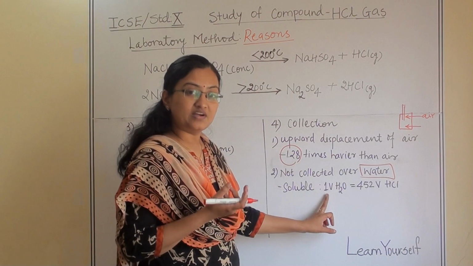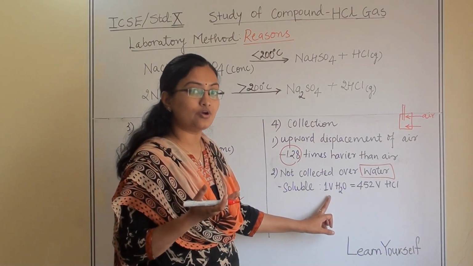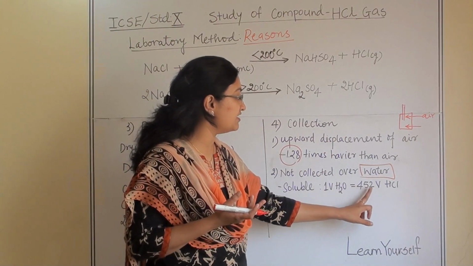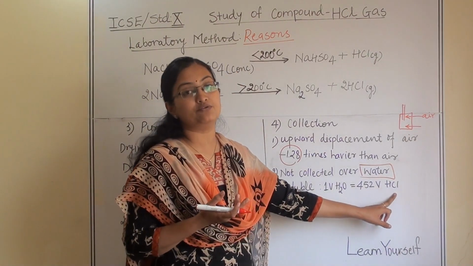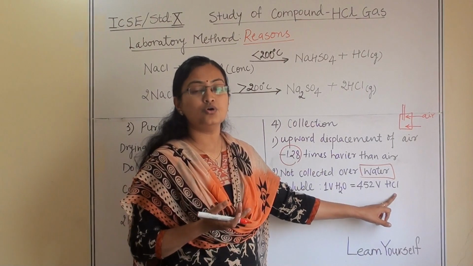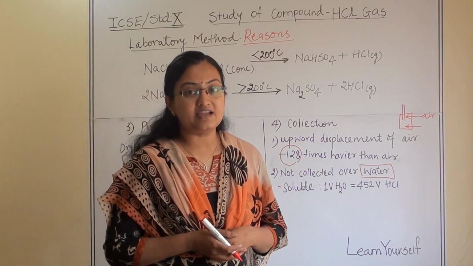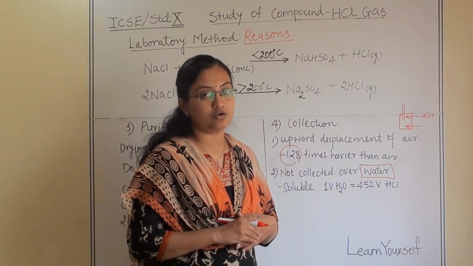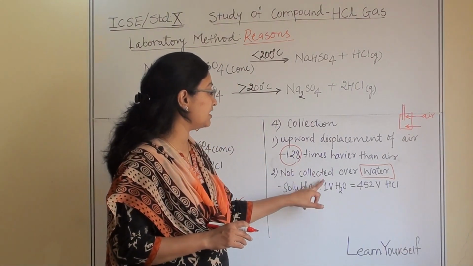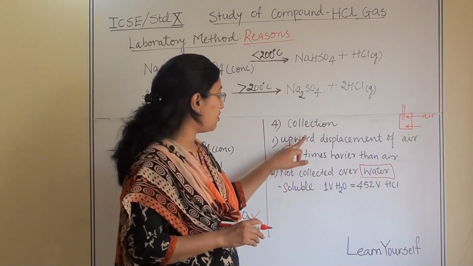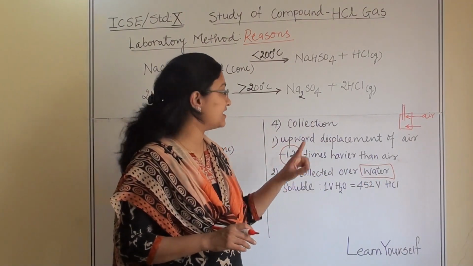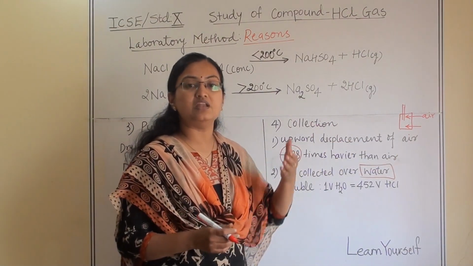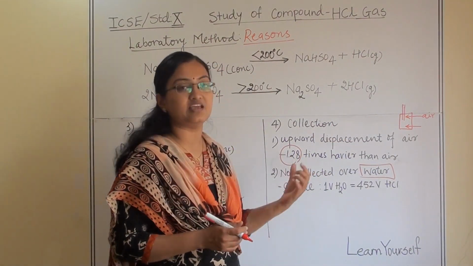And also, what is the ratio of dissolution of HCl? 1 volume of H2O will dissolve 452 volumes of hydrogen chloride gas. So, some part of the product we get will get dissolved in the water, so it is not advisable to collect over water. We always collect hydrogen chloride gas in an air-filled jar, and it will be lying down because it is heavier than air.